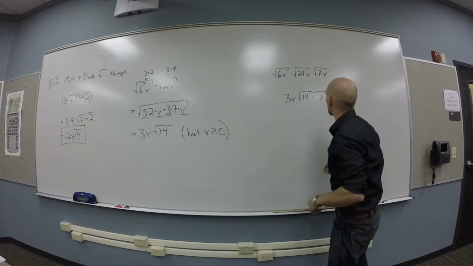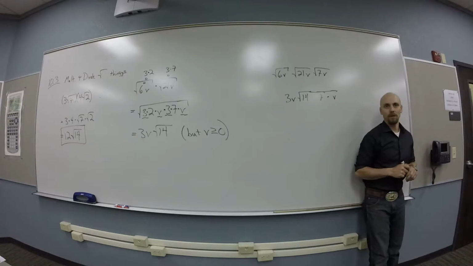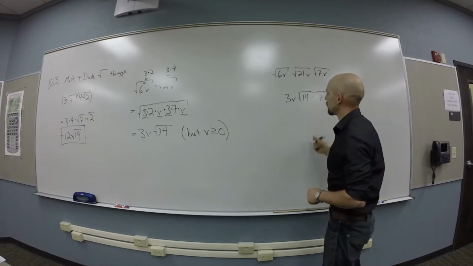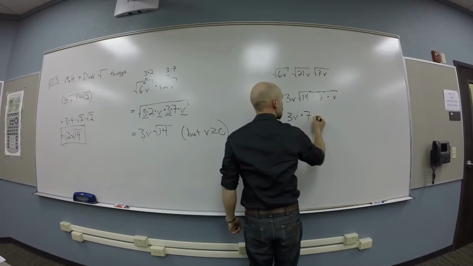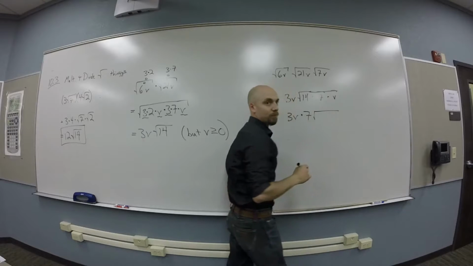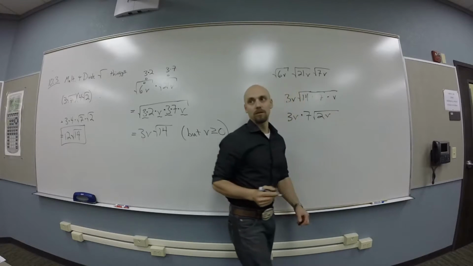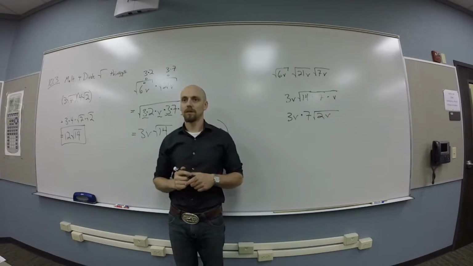So we've got 14 times 7 times v all under the square root. Would you just bust out the 14 into 2 times 7? Yeah, 14 is 2 times 7, so I can get a 7 out of this thing. So I've got 3v times 7 times the square root of what's left in there: 2v. There's a 2 and a v. You guys see that?